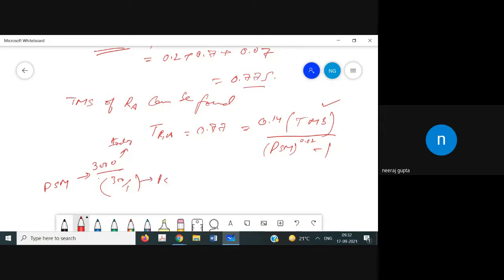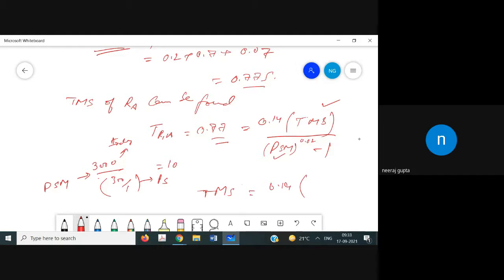We have the plug setting, and finally we are getting the PSM of 10. Substituting this value in this equation, because TMS we have to get, TSM we are already getting. So finally what we are getting, that is TMS, time multiplier setting, equals 0.14.